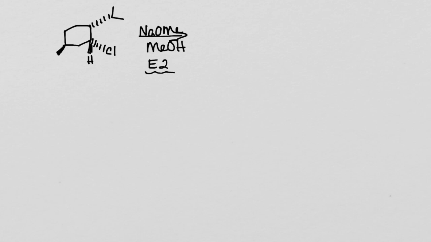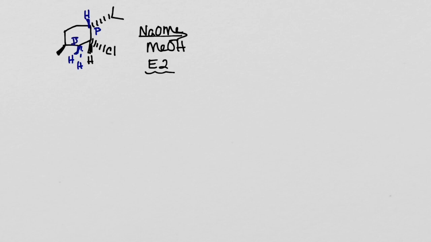So what do we need to do an E2? Well, we're going to go through the routine that we've been doing so far for E2. We're going to go through and find our beta protons. So here's beta carbon number 1, beta carbon 2, and we can see that we have beta protons at both of these particular beta carbons.